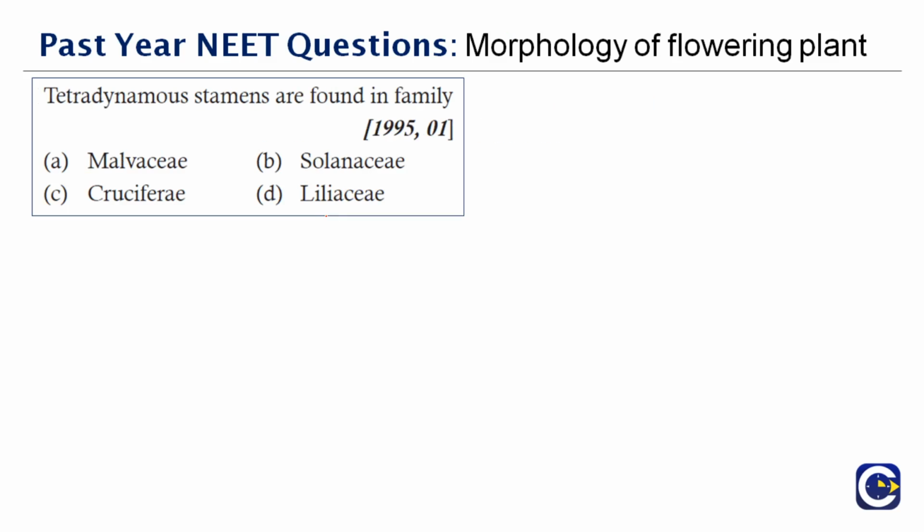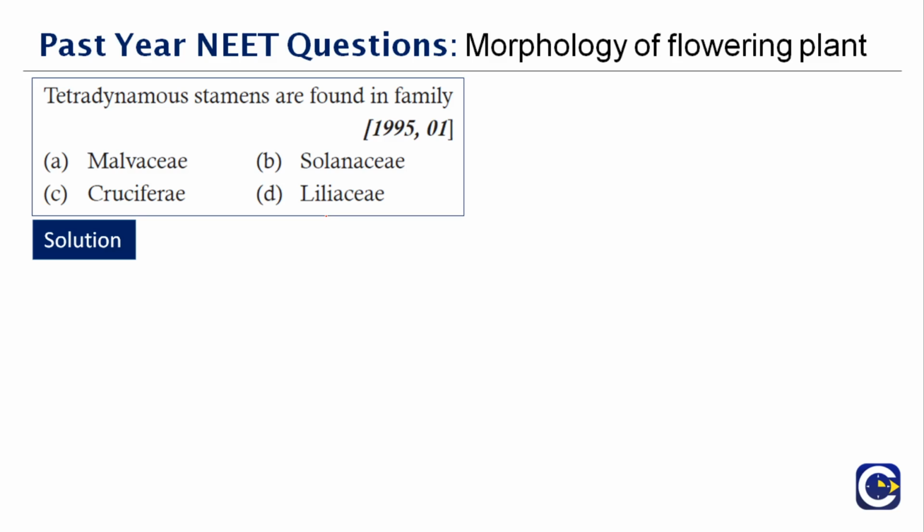Next question here. Tetradynamous stamens are found in the family of dash, and this question was asked in the year 1995 and again in 2001. So what do you mean by tetra? What does it predict actually? Tetra means, we all know, it symbolizes 4. Right? Tetradynamous stamens.